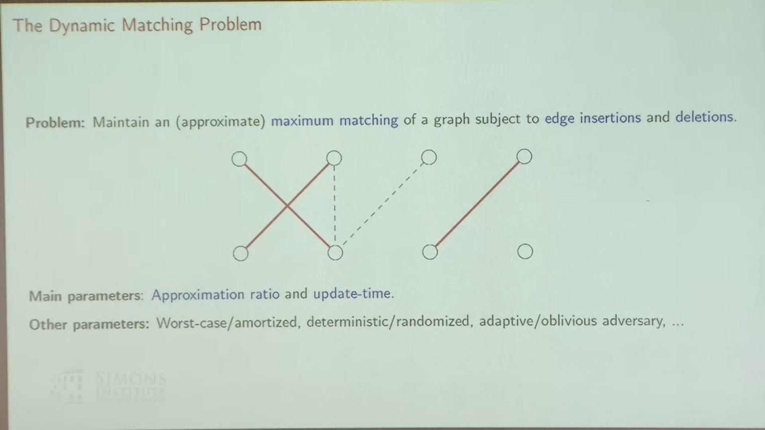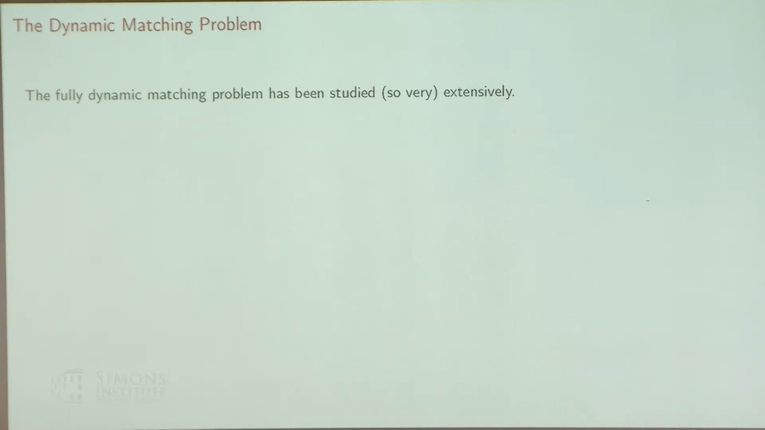There are other parameters, whether the algorithm achieves the update time bound in the worst case, or if it's amortized, whether the algorithm is randomized or deterministic, and so on and so forth. But today, I'll only focus on this trade-off between approximation and update time, not really caring about the other parameters. This problem has been studied very extensively.